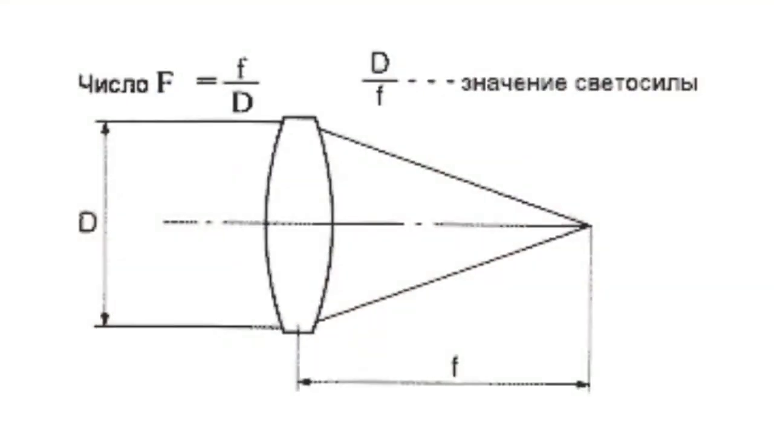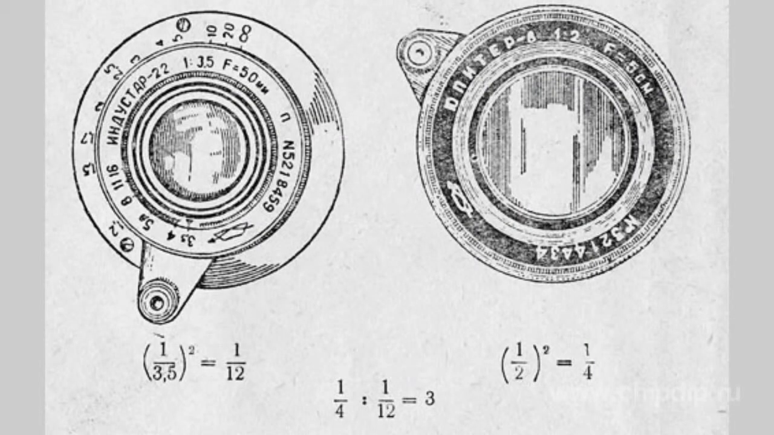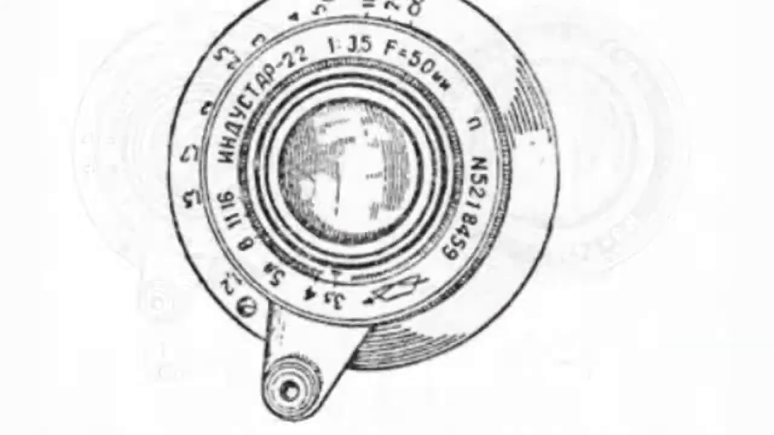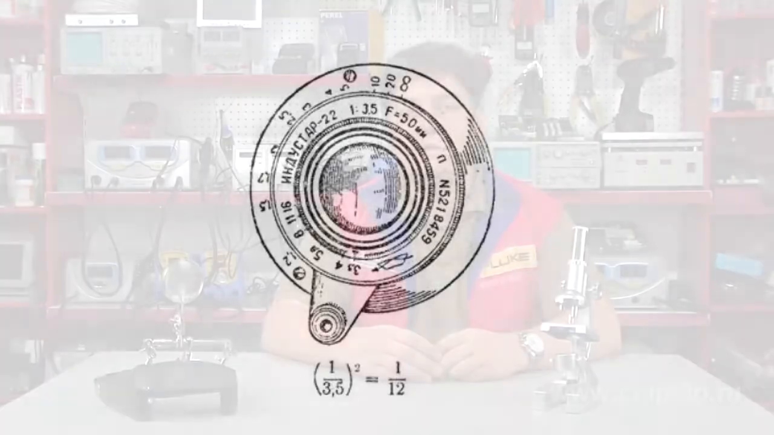The ratio of the entrance pupil's diameter d to the focal distance f is called aperture ratio. The square of the aperture ratio is called the geometric aperture ratio. The product of the light transmission factor times the geometric aperture ratio is called the physical aperture ratio.